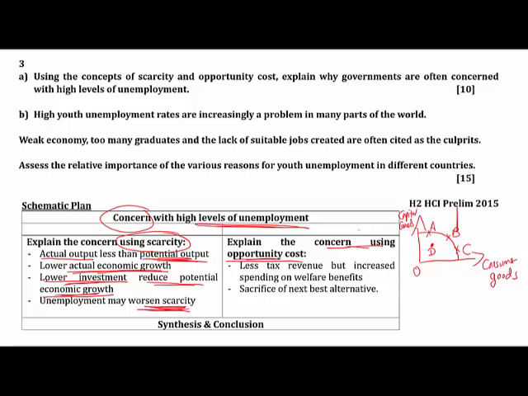you collect taxes, and taxes form part of your revenue, and then you spend on things. Government expenditure goes on infrastructure, schools, hospitals, etc. Government also spends on welfare benefits. So if you have high levels of unemployment, what this means is that government will be receiving less tax revenue, but they are increasing spending on welfare benefits.